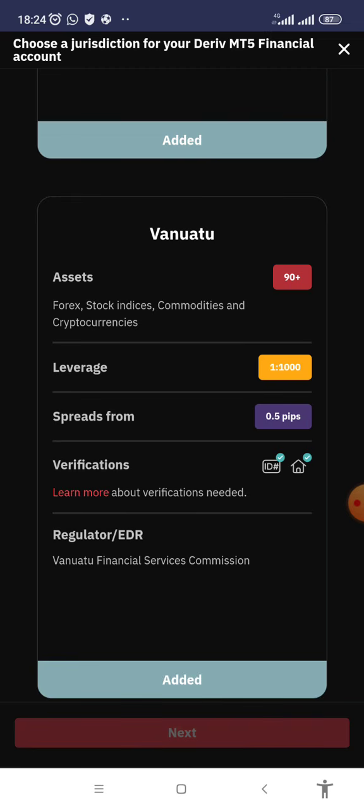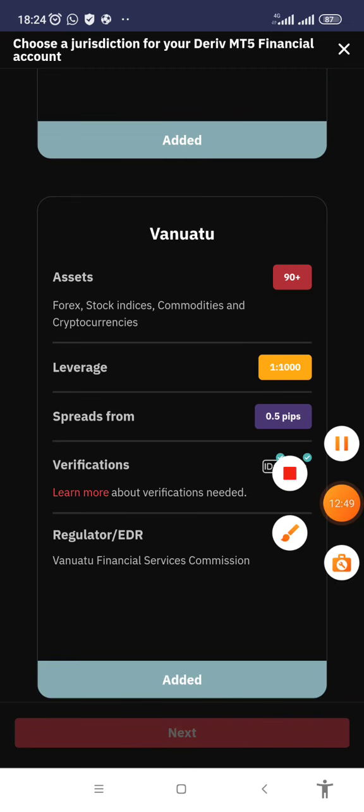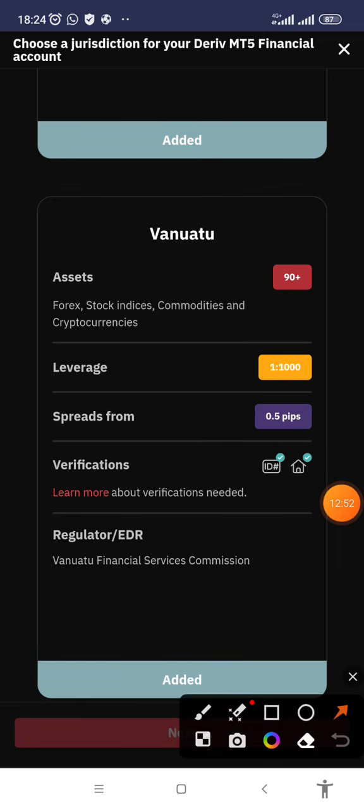Good. Now, the third financial account you can have under DERIV is this one, the Vanuatu location. That one is going to be located in Vanuatu. Vanuatu is an oceanic country. It's one of these islands. And if you Google Vanuatu, you see the beautiful cities and the whole country. You see how beautiful it looks. It's actually a very beautiful country. So Vanuatu is another location where you can have an account under DERIV.